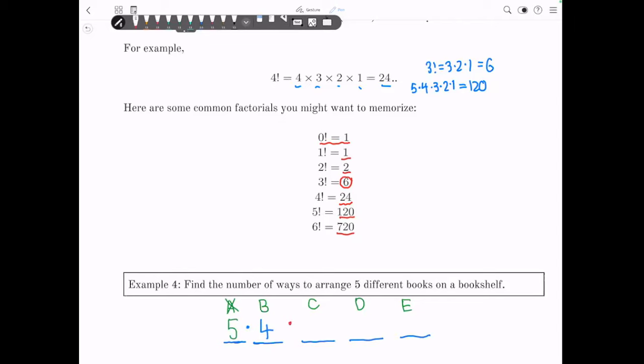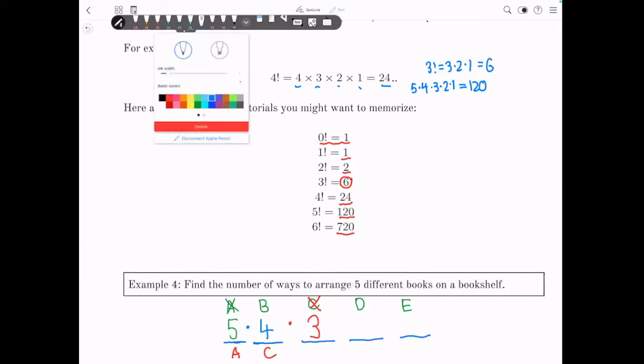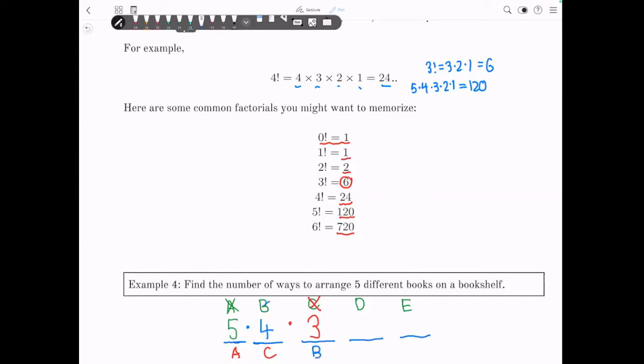So let's just say that C was the one that we used for the second slot. So this would be A, this was C. So now for this third slot, we can't have A or C. So we only have B, D, or E remaining. So there are 3 choices for this. And now for the final 2 slots, for this fourth slot here, let's just say that this value was B. So then we cross out B because we can't use it anymore. So we only have 2 choices for this second book here. So there's 2 choices for that.